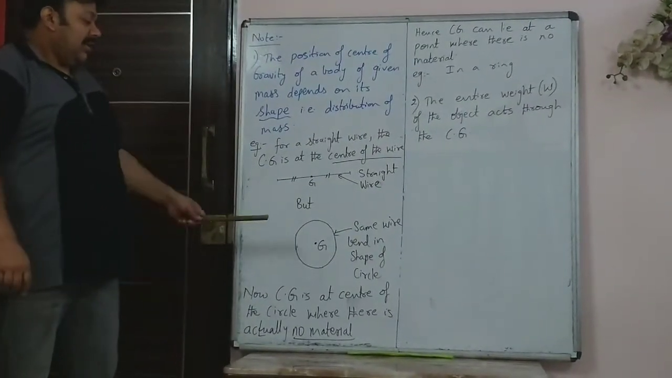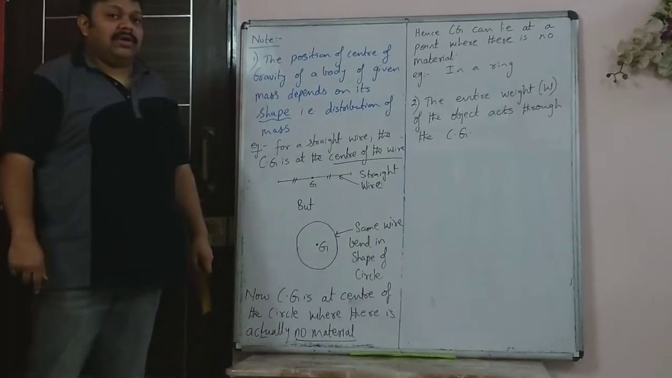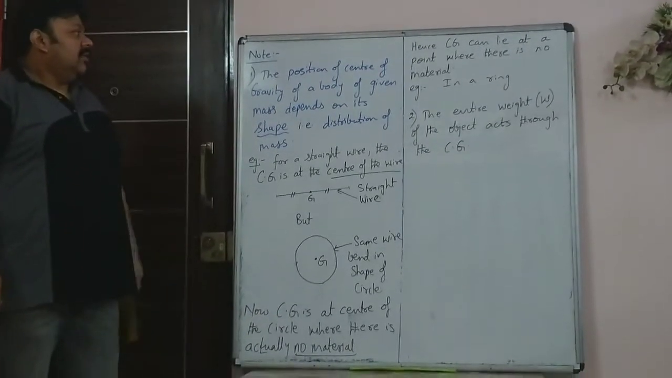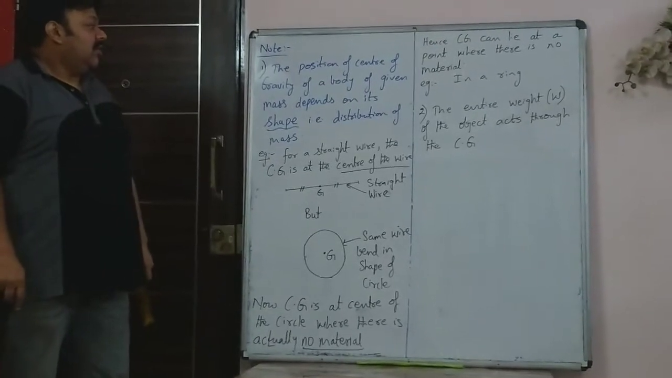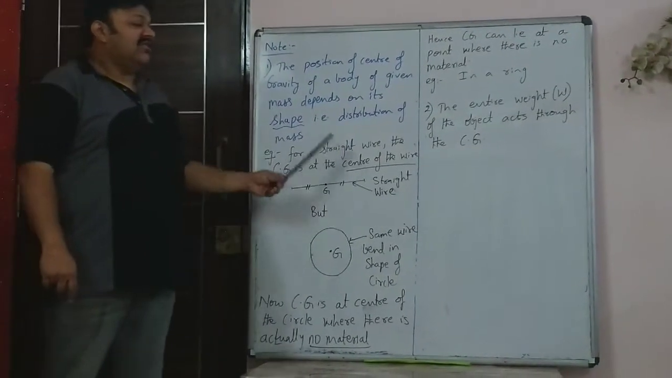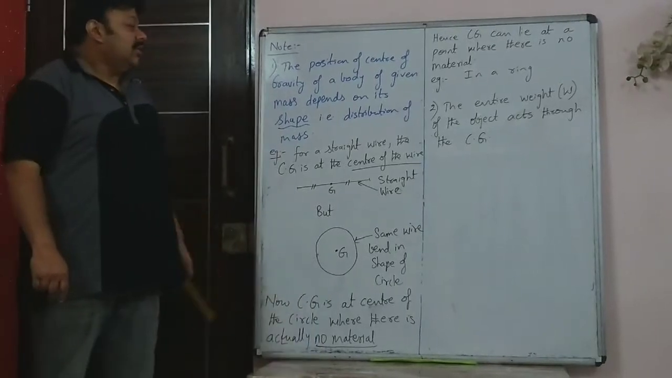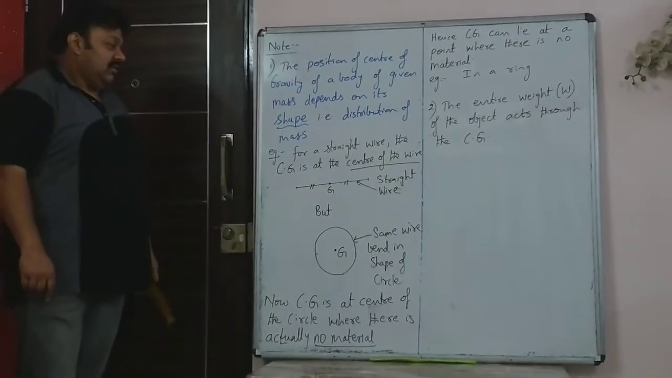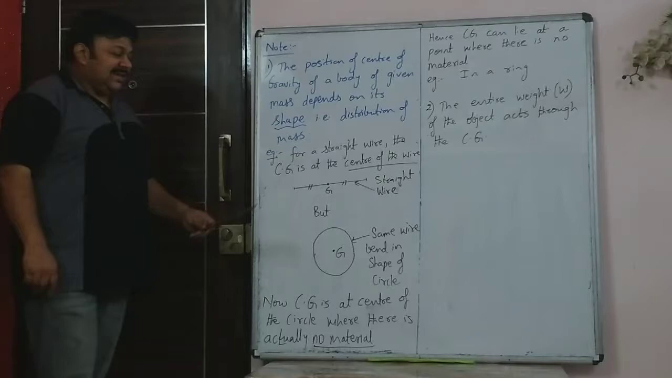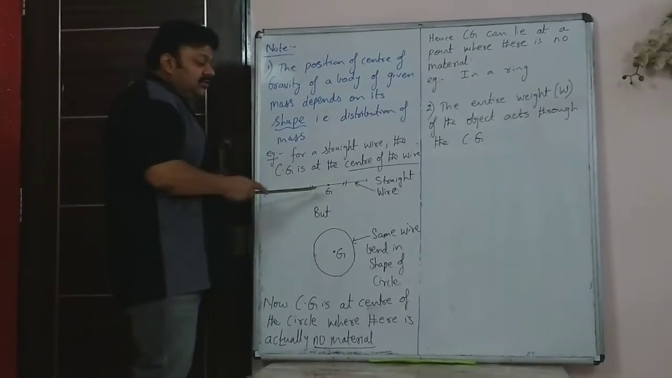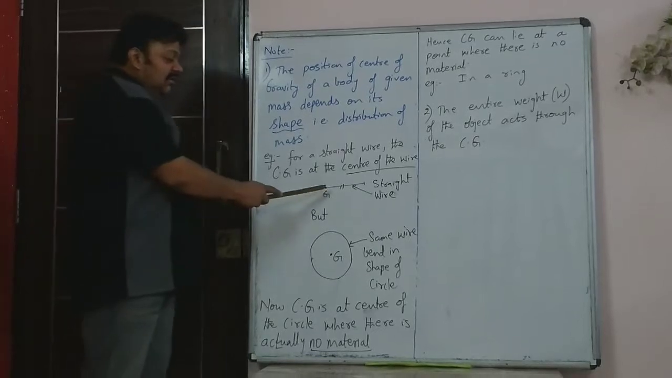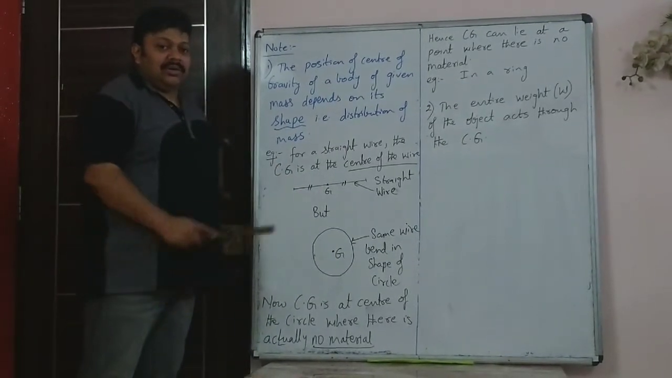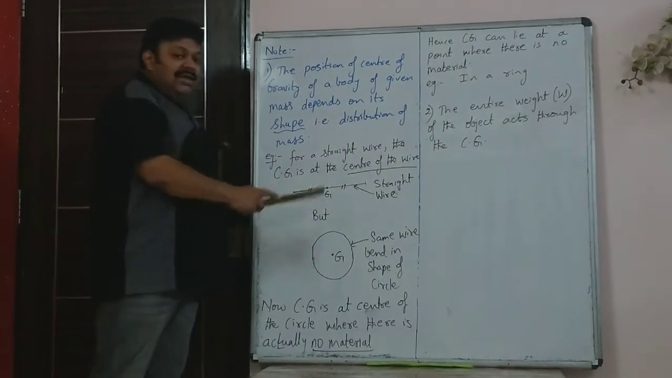So now with regards to center of gravity, first, the position of center of gravity of a body of given mass depends on the shape of the object, that is on the distribution of mass. For example, take this example of a straight wire. When the wire is straight, the center of gravity is at the geometric center, that is at the exact center of the wire.